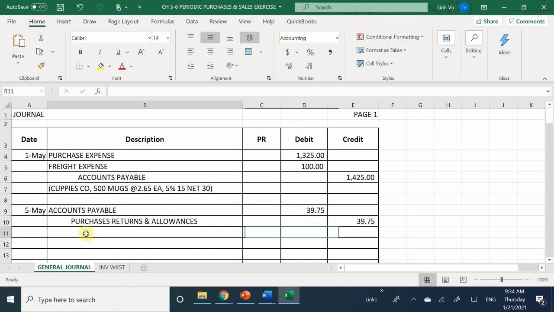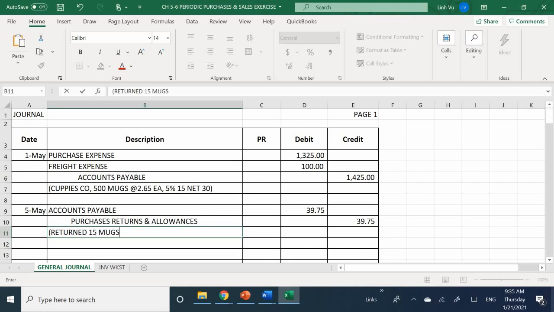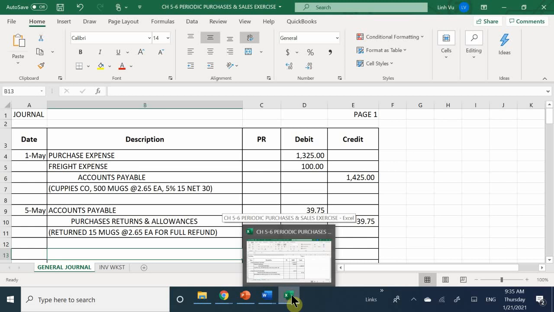So here, I'm going to make a note that I returned $15 for full refund. Okay. All right. Is everyone okay? Everyone's clear here? Yes. Okay.